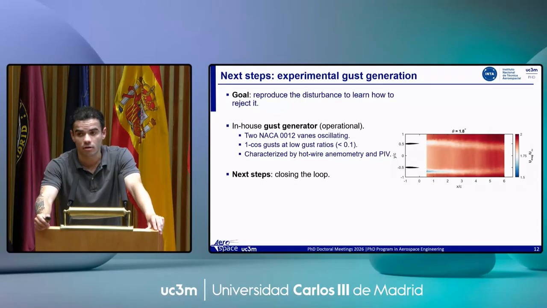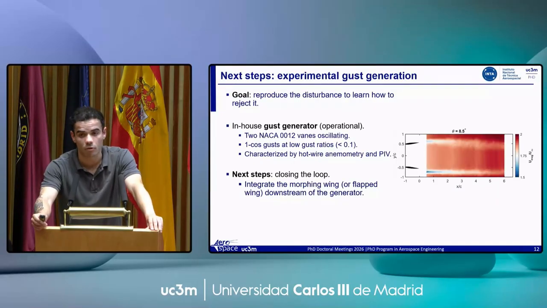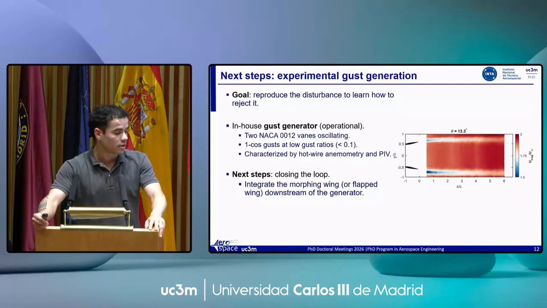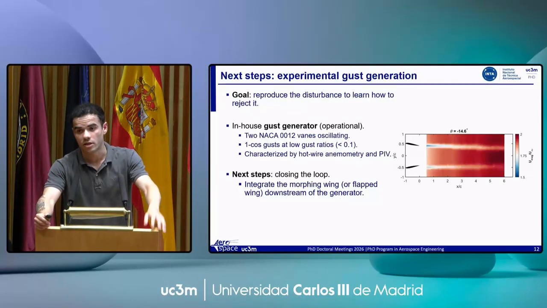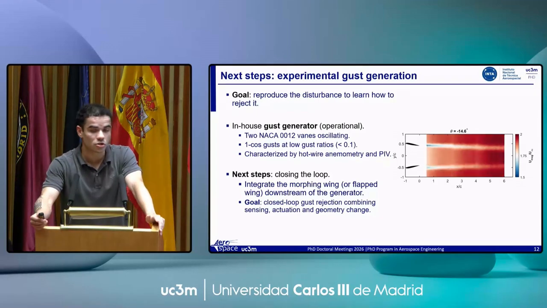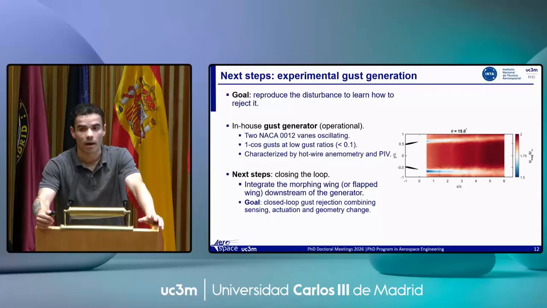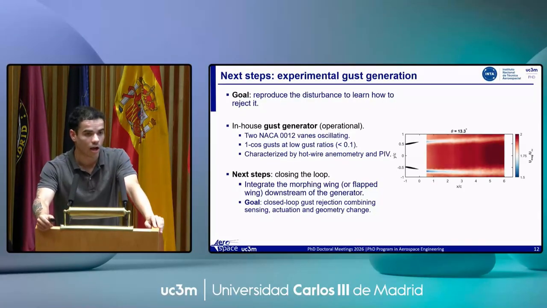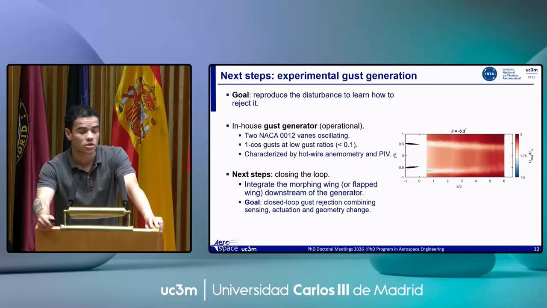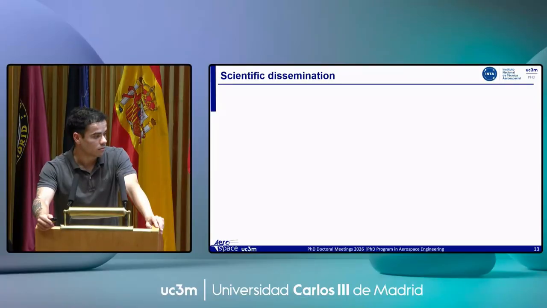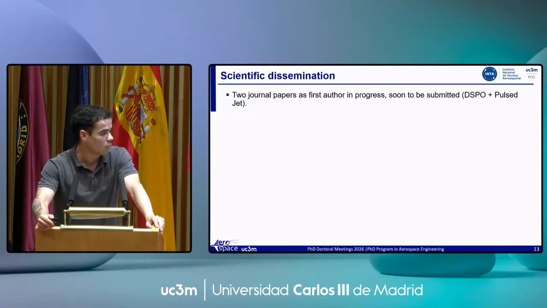Okay, so with everything ready, the next step is to close the loop, integrating the morphing wing or a flap wing with all the sensors incorporated in them downstream of the generator in order to control the effects created by the gusts. This should be a closed loop combining all the work developed during the thesis, which is sensing, actuation in flow control, and actuation in morphing wings.